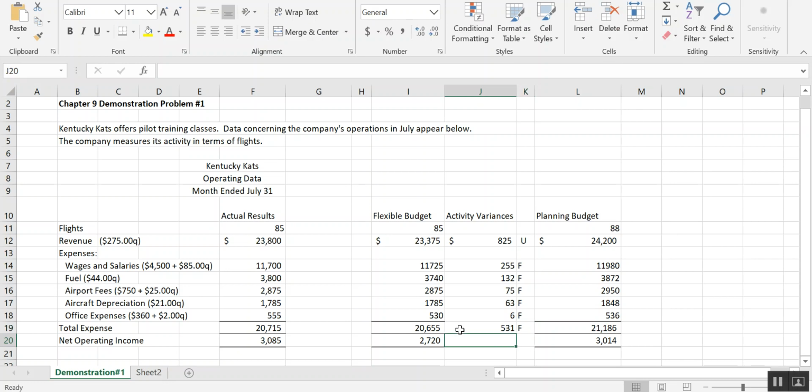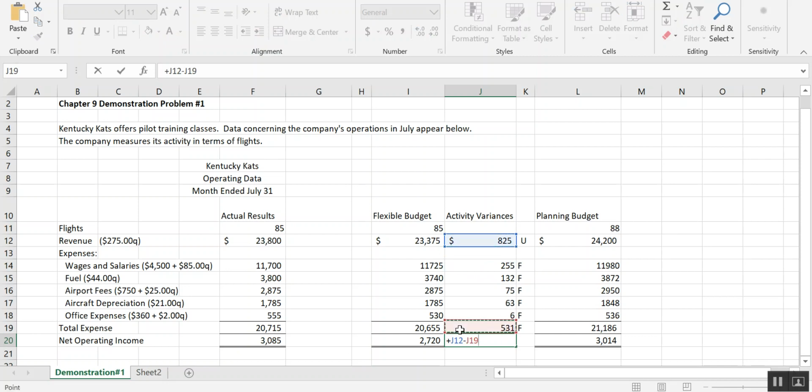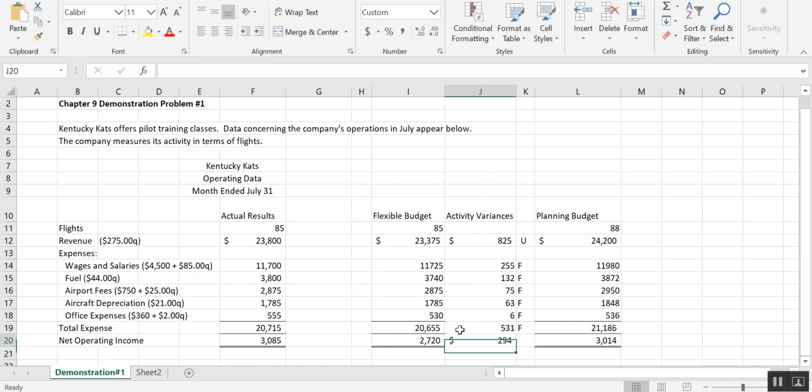And then we're going to take the difference between the revenue and the expenses, and we get a $294 difference. And what that means is the flexible budget is 294 less than the planning budget, and that's income, so it's unfavorable. If it's income or revenue and it's less than what we planned, it's unfavorable. Keep that in mind. Okay, then that's the activity level variances for this problem.